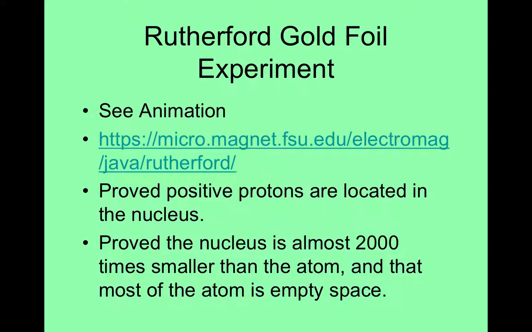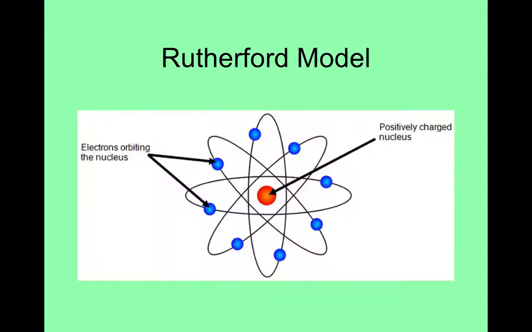Rutherford proved positive protons are located in the nucleus, and he also, through some math work in the experiment, said the nucleus is almost 2,000 times smaller than the atom. Most of the atom is empty space with these very small electrons moving through it. The nucleus is very, very tiny, but it holds most of the mass of the atom. And this is just kind of an example of the Rutherford model now.